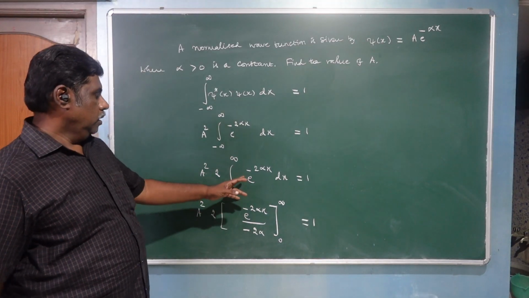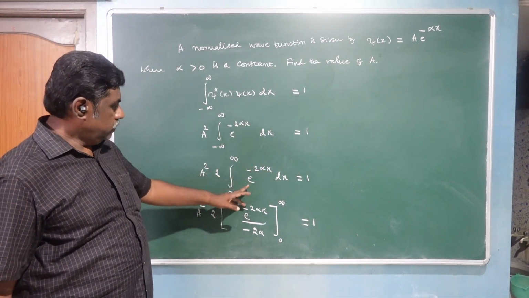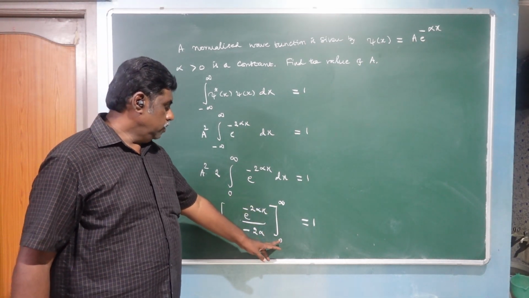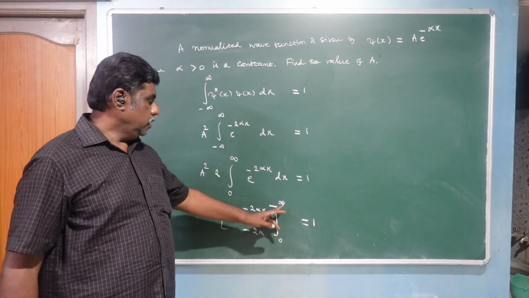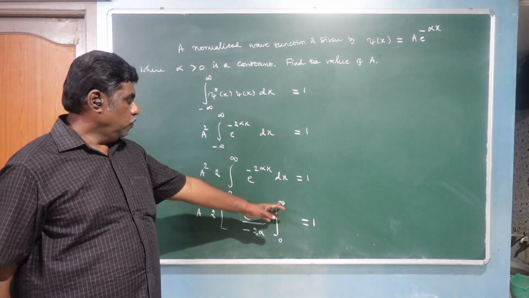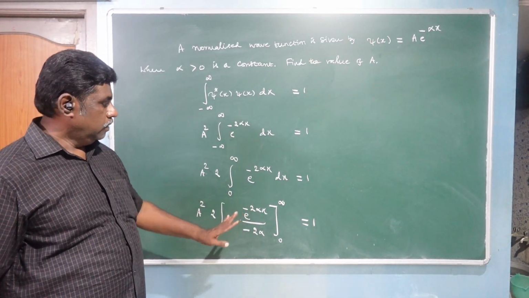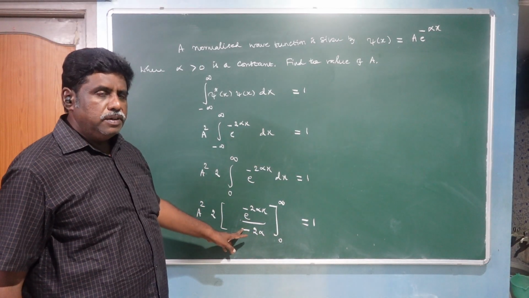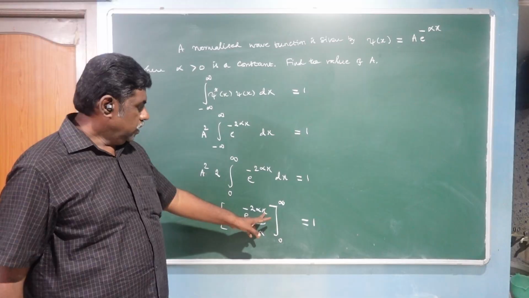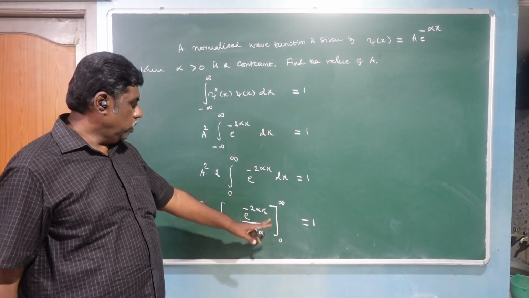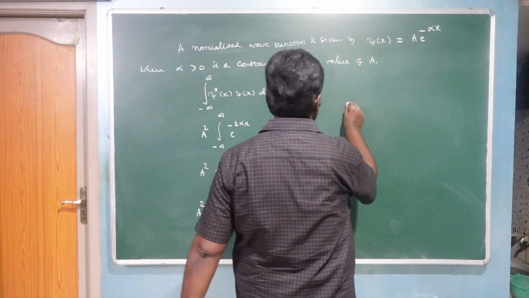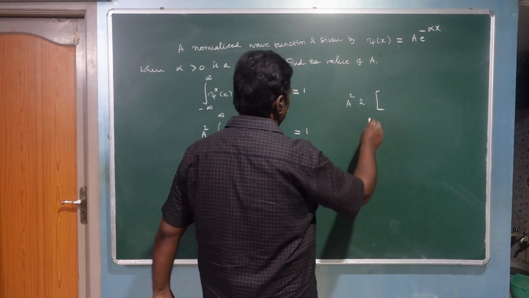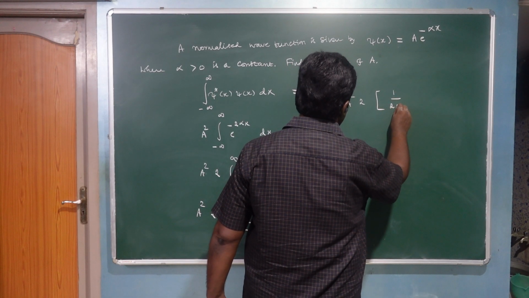See here, the integral of e power minus 2 alpha x dx is e power minus 2 alpha x whole divided by minus 2 alpha. Now you have to apply the limits: 0 is the lower limit, infinity is the upper limit. If you apply the upper limit, you get 0, minus of lower limit. Already one minus sign is available, so minus into minus is plus. If you put x equal to 0, e power 0 is 1. So we get A square into 2 into 1 divided by 2 alpha.